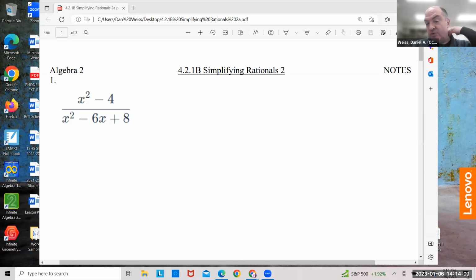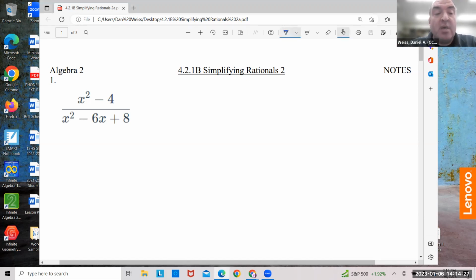We're going to do simplifying rationals again, but this time we're going to do some more factoring. Watch what's going on here and watch how crazy easy this is.